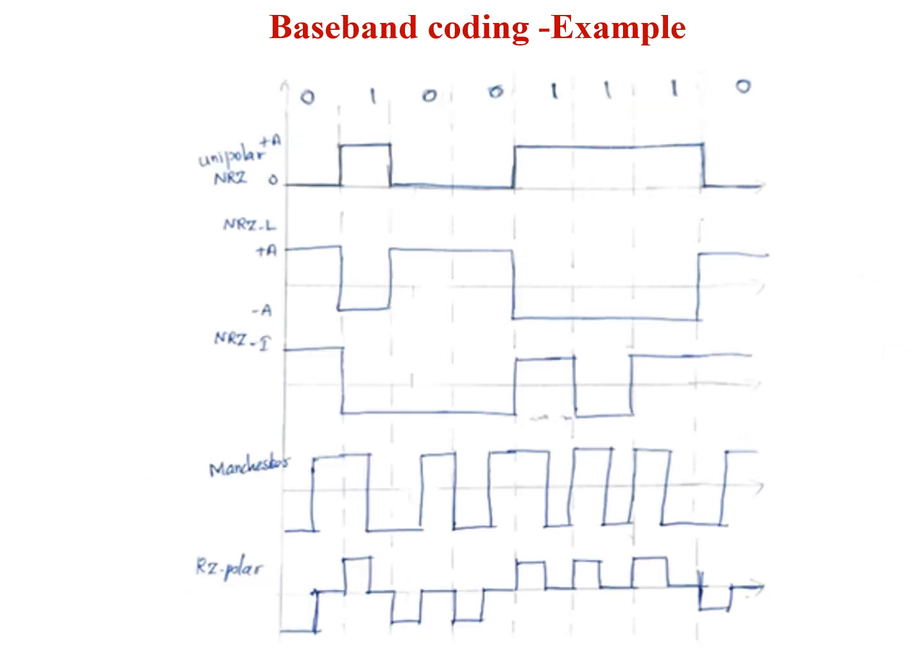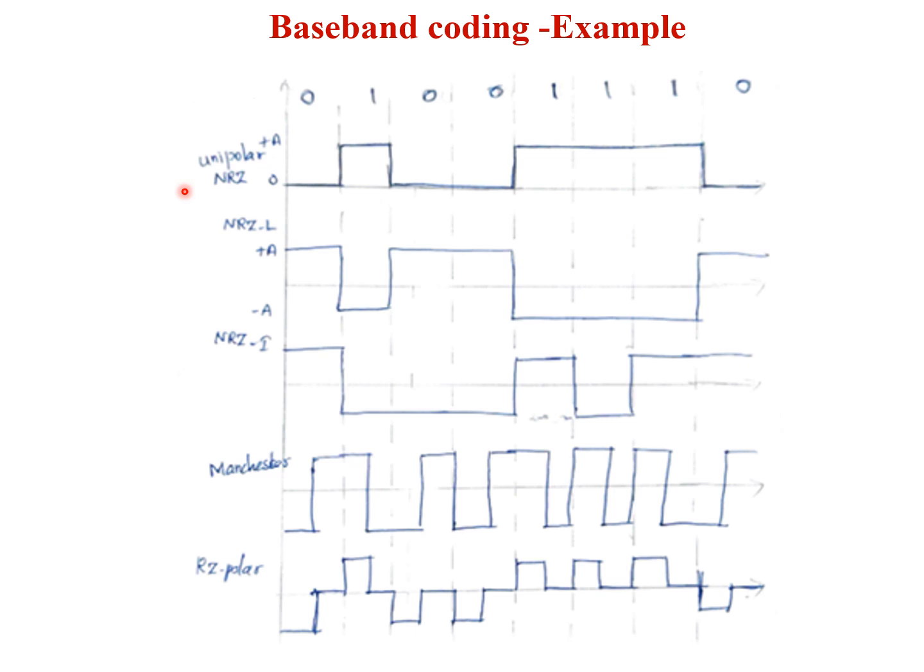Then this is another example: 0 1 double 0 triple 1 0. How are we going to represent the given data using unipolar NRZ? What do you mean by unipolar? It has only one polarity. Uni means what?